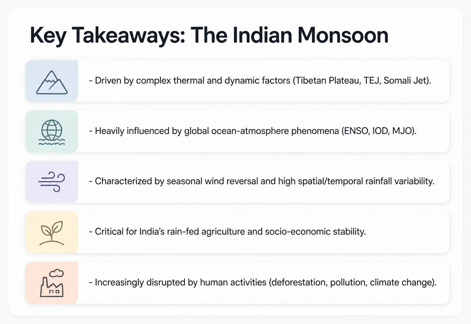To wrap up our discussion, remember that the Indian monsoon is not a simple sea breeze. It is a highly complex system driven by the massive heating of the Tibetan Plateau and guided by powerful upper air jet streams. It is constantly modulated by global phenomena like El Niño and the Indian Ocean Dipole. While its seasonal rains are the absolute bedrock of India's agriculture and economy, its delicate balance is increasingly being tested by human-induced climate change and landscape alteration. Understanding these interacting forces is essential for our future.